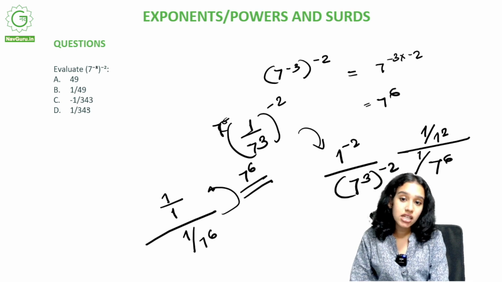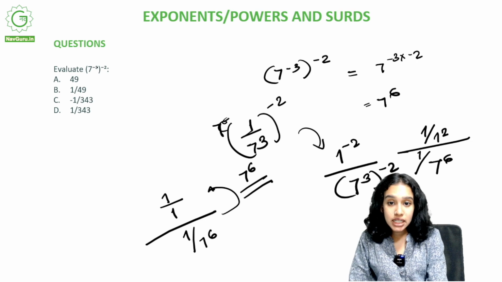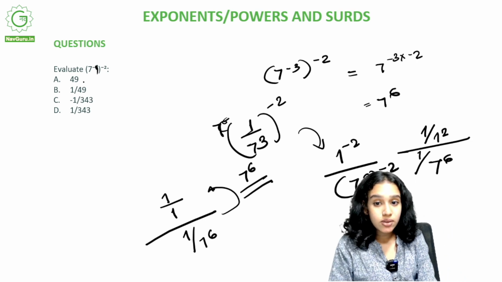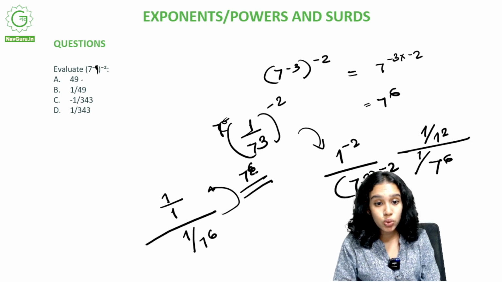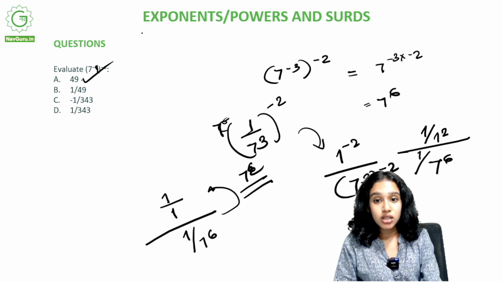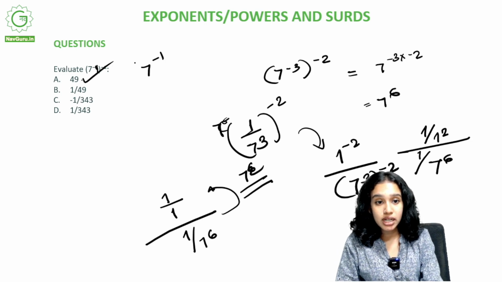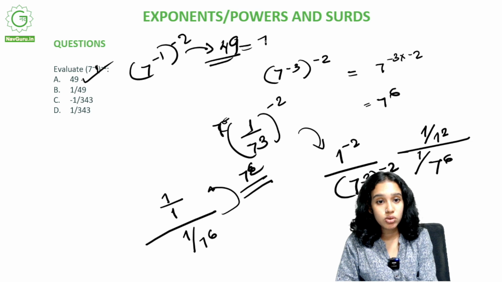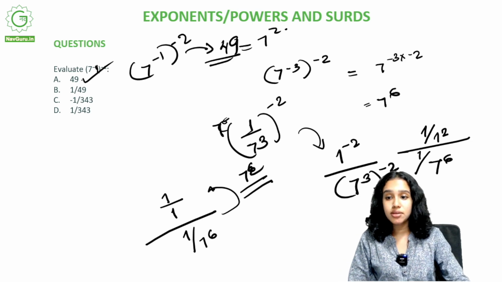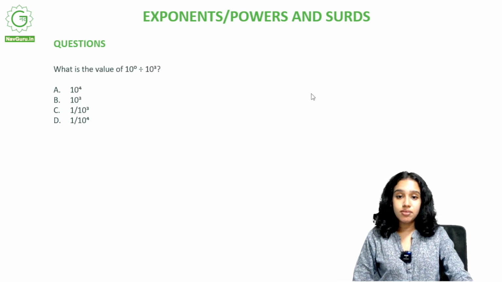So in the answer there is no 7 raised to 6, but if this is 1, we could get it as 7 raised to 2, which is 49. So if the question is (7 raised to minus 1) whole raised to minus 2, the answer would be 49, which is equal to 7 square. Got it? Now moving on.